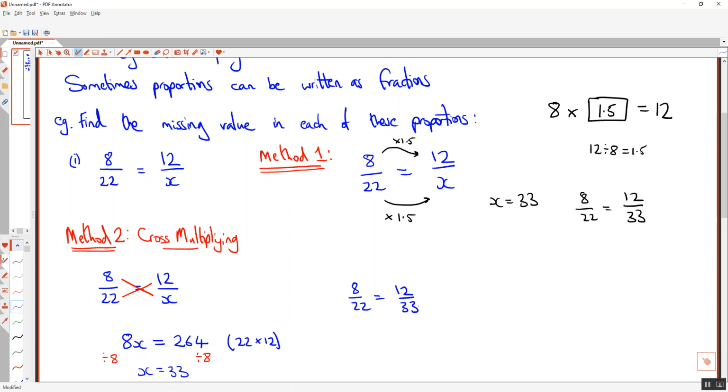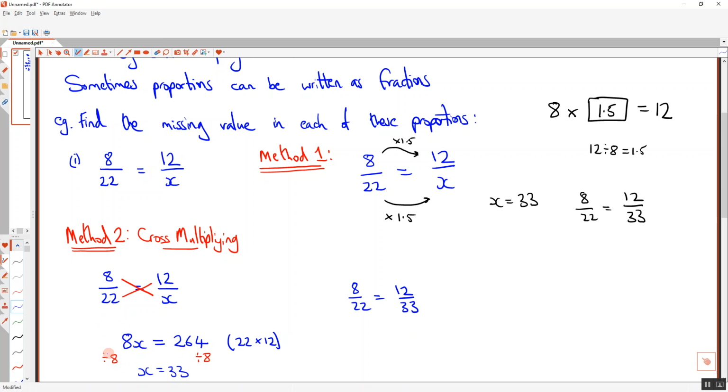Now, which one of these methods do you prefer? Method 1? Hands up if you prefer method 1. It doesn't matter. Method 2? Wait, you did 8 divided by 8? Or what did you divide? I divided both sides by 8.